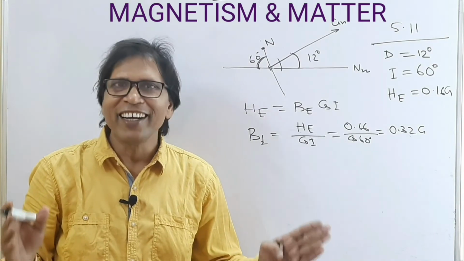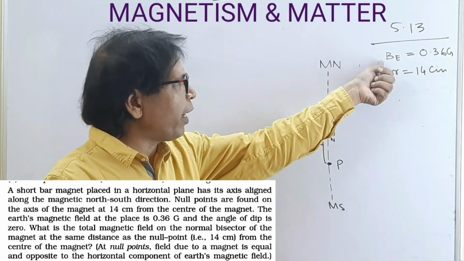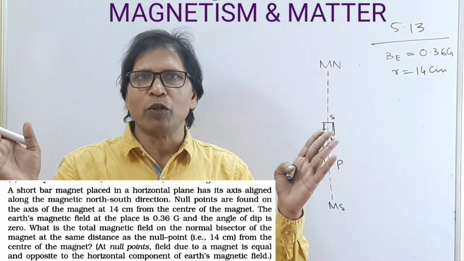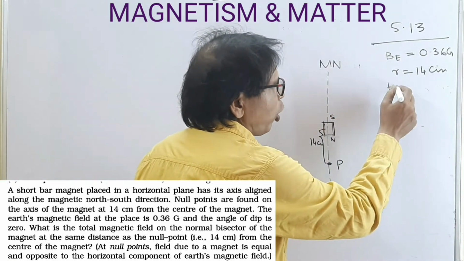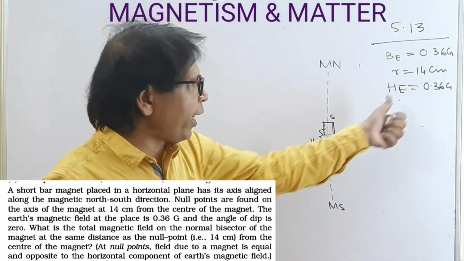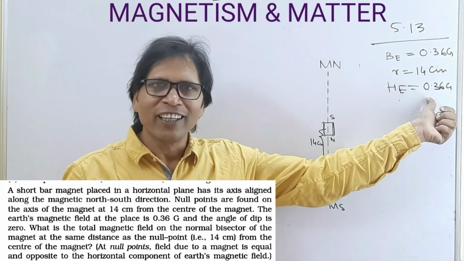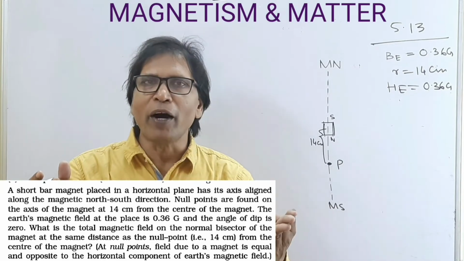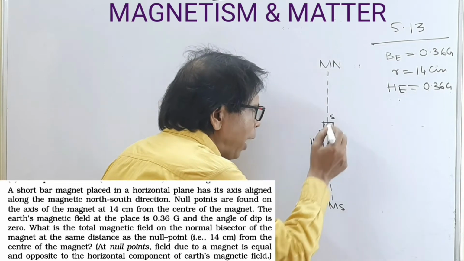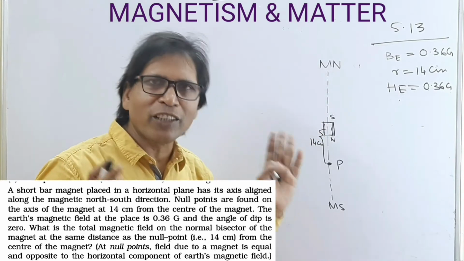Okay, understood? Next, NCERT 5.13. The magnitude of earth's magnetic field is 0.36 Gauss. The angle of dip is 0. So the horizontal component of earth's magnetic field is also 0.36 G, because H equals B cos 0 degrees, and cos 0 is 1. As the neutral point is obtained on the axis, the north pole of the bar magnet is pointing towards south and the south pole pointing towards north.